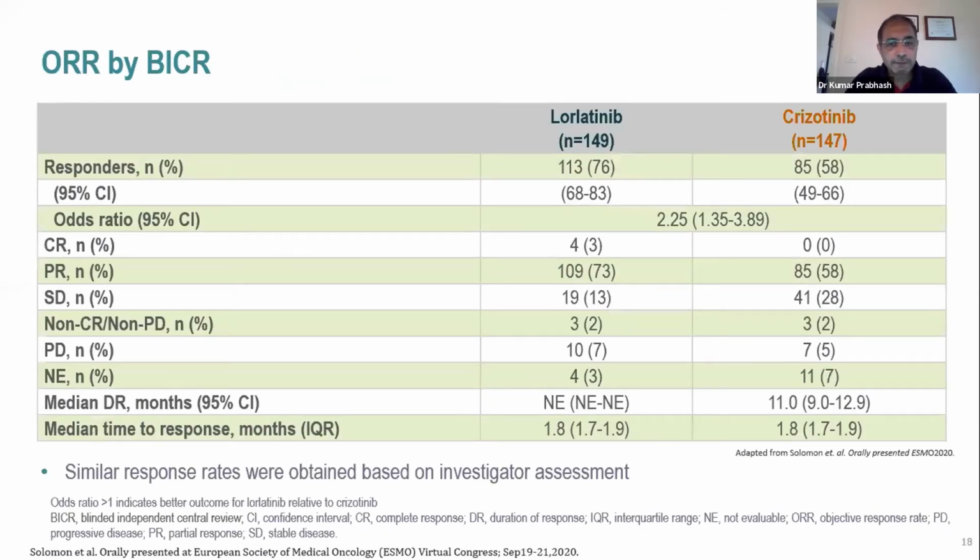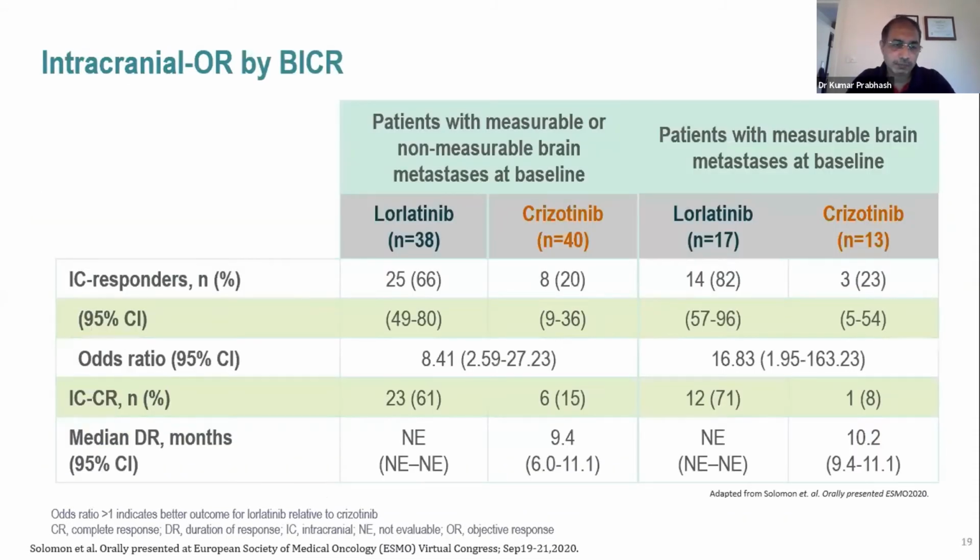Overall response rate was higher in patients receiving lorlatinib, that was 76% as compared to 58%. And duration of median response was 11 months in crizotinib as compared to not reached in patients receiving lorlatinib. Time to median response was similar between these two arms, that was 1.8 months. It appears that most of the patients do respond within 2 months when you give either crizotinib or lorlatinib.